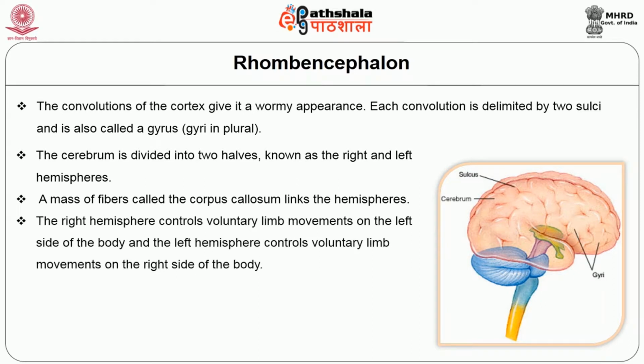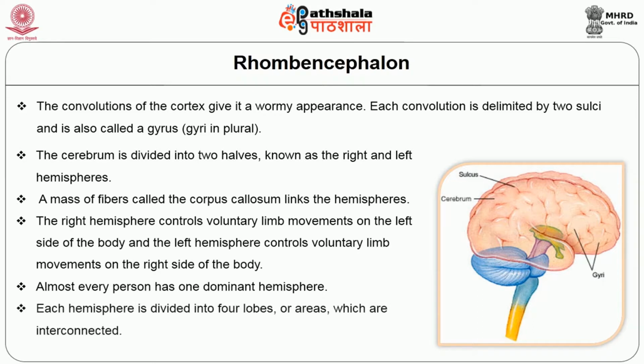The right hemisphere controls voluntary limb movements on the left side, and the left hemisphere controls the voluntary limb movements of the right side of the body. Almost every person has one dominant hemisphere. Each hemisphere is divided into 4 lobes or areas which are interconnected.